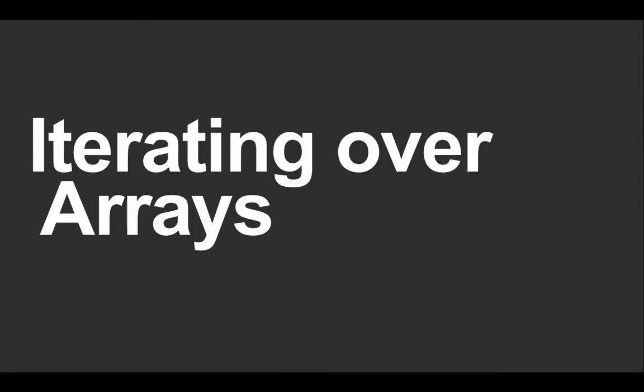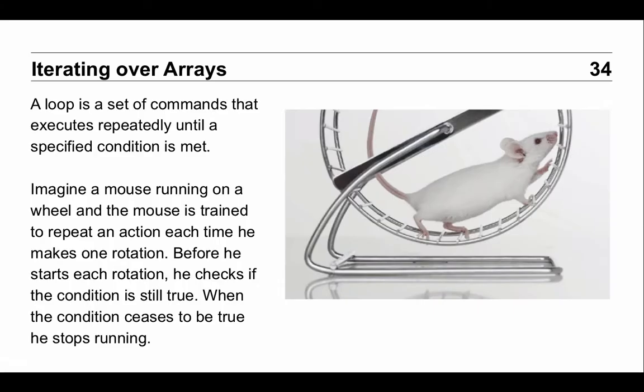Next, let's talk about iterating over arrays. To do this, we're going to use something called a loop. A loop is a set of commands that will execute repeatedly until a specified condition is met. Imagine a mouse running on a wheel, and the mouse is trained to repeat an action each time he makes one rotation.